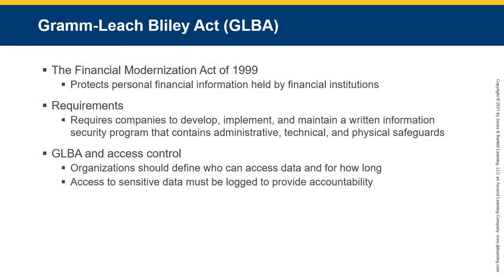Gramm-Leach-Bliley Act. The Financial Modernization Act of 1999 protects personal financial information held by financial institutions. Requirements: it requires companies to develop, implement, and maintain a written information security program that contains administrative, technical, and physical safeguards. The GLB and access control: organizations define who can access data and for how long. Access to sensitive data must be logged to provide accountability.